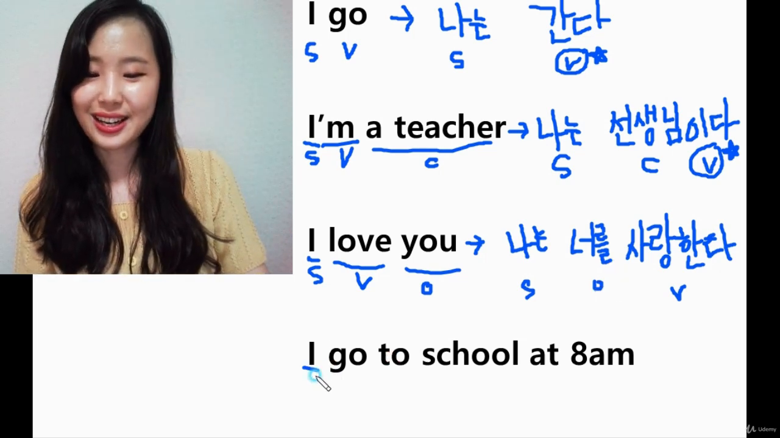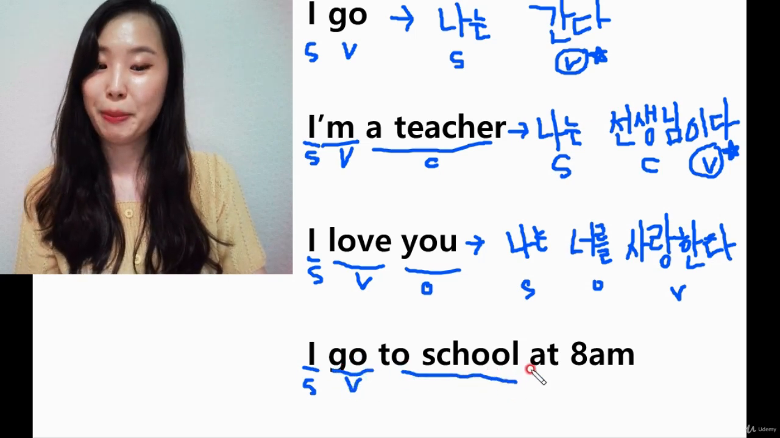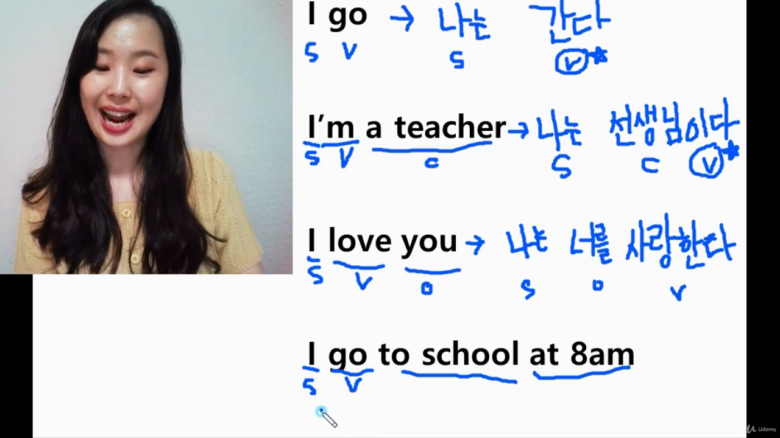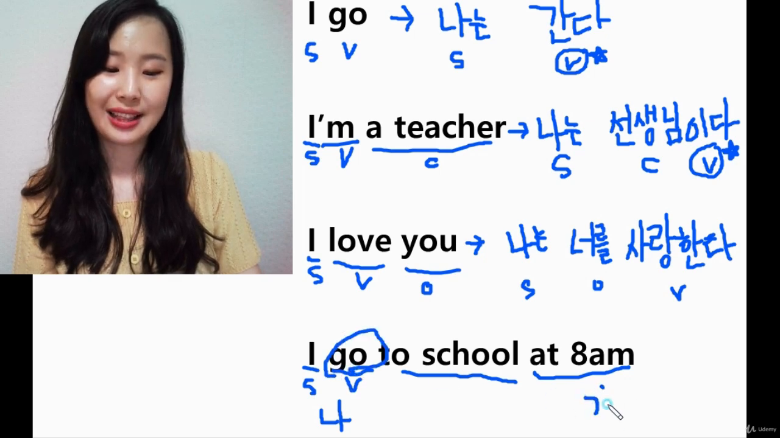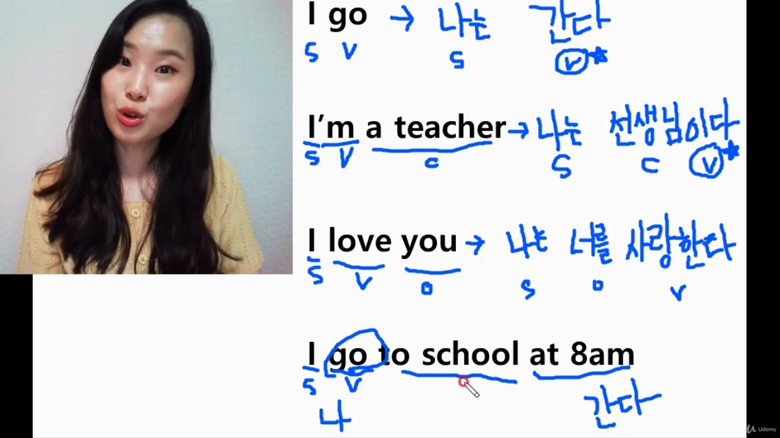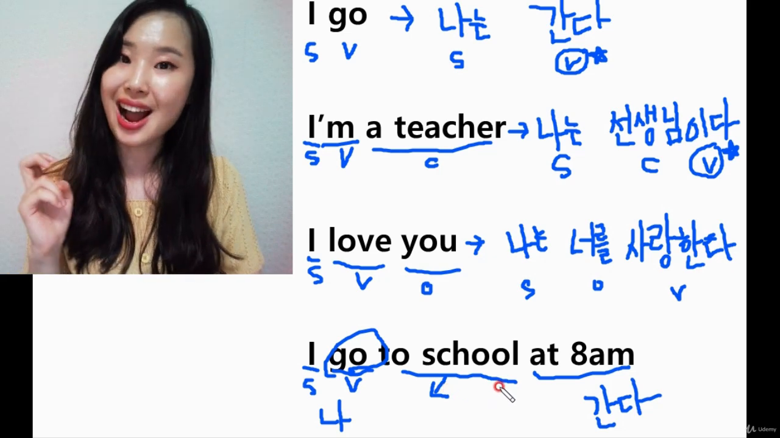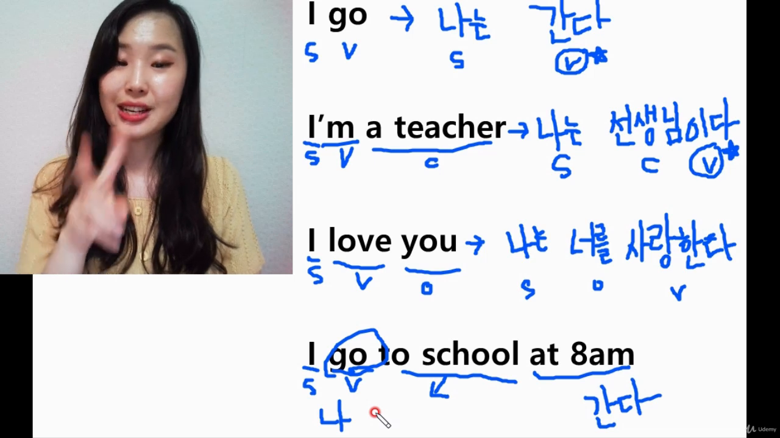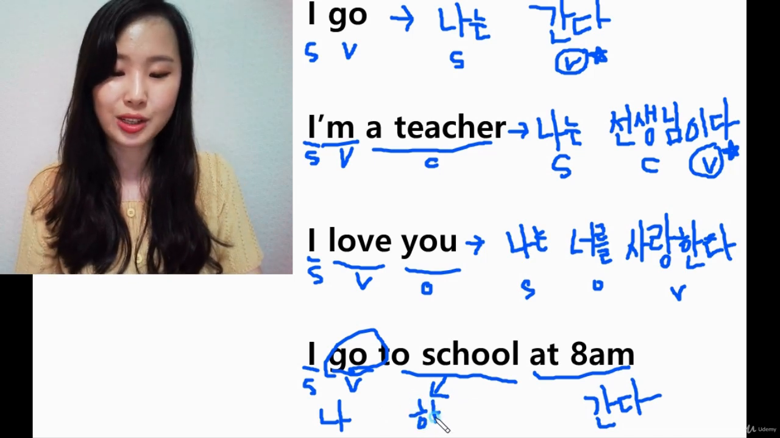And the next one is subject, and go verb, and to school, place, and at 8 a.m., time. In Korean, I is, now you know, 나. And the verb goes to the end, so 간다, go. And after that, the school. If you want to emphasize school, you can put school first. Or if you want to emphasize time, 8 a.m., then you can put 8 a.m. first. It's up to you. It really doesn't matter. So I'll put 학교 first. 학교 is school.